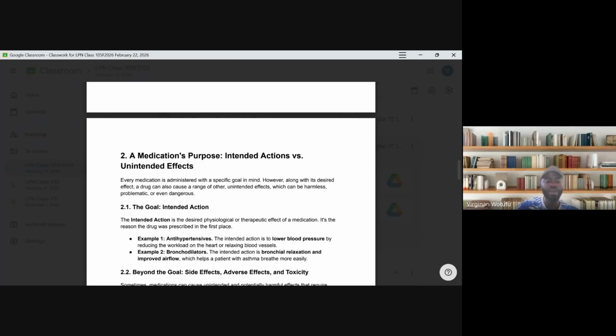And then now looking at the toxic effects. Toxic effects are directly linked to the dose of the medication that's been administered. A medication administered at a dose that the body cannot clear, or a dose that's not appropriate for the body, accumulates and becomes toxic, right?